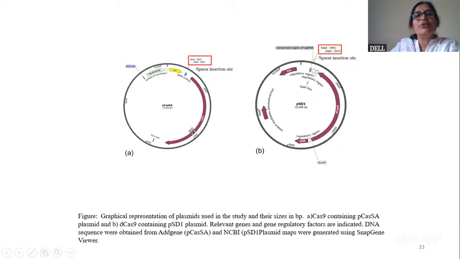So these are the two different plasmids which we have used in order to understand their mechanism in Staphylococcus species, which are methicillin resistant. So pCas-A will have the endonuclease activity and pSD1 does not have endonuclease activity.